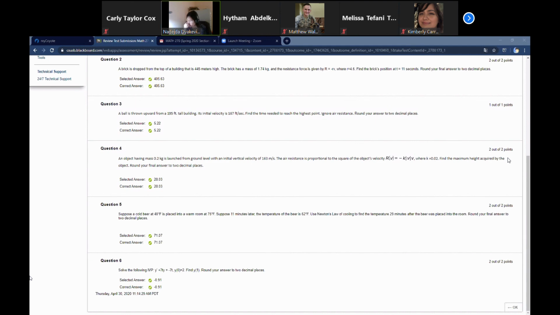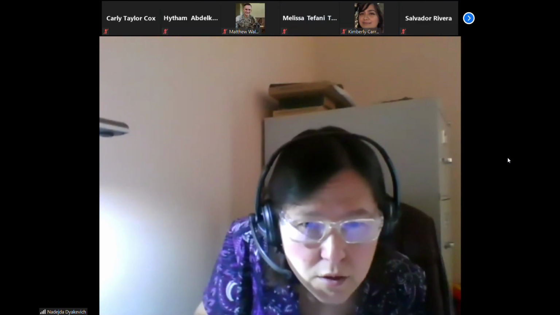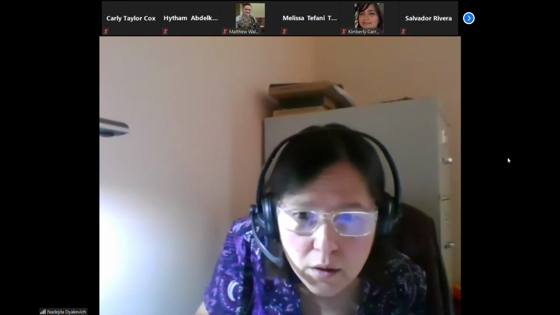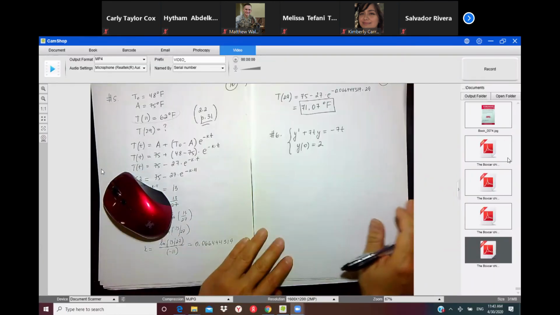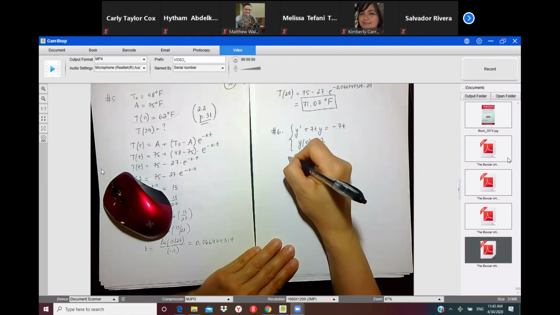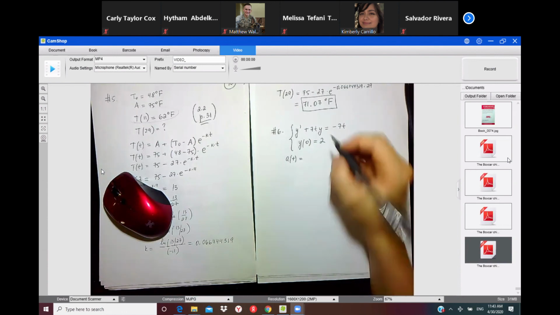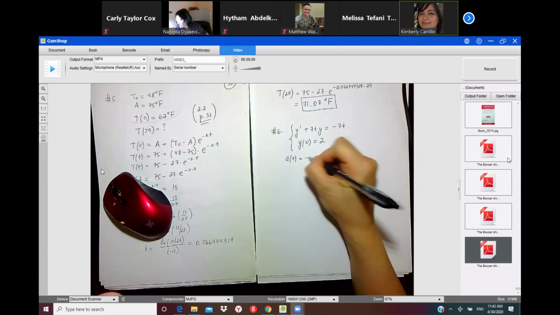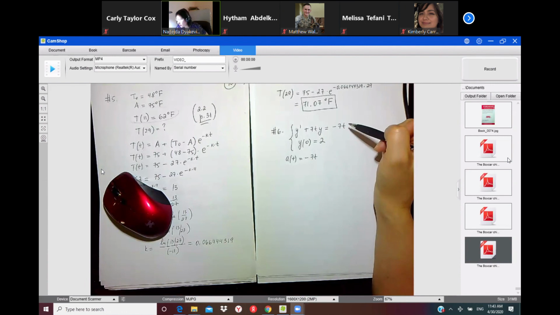Would you like me to show the steps here? Yes, please. All right, let me share the screen. So here is the problem. So first, let me identify A of t. Can you tell me what A of t is in this problem? -7t. Excellent, that's correct. So you would have to first move this term to the other side, and then you will see that A of t is -7t.